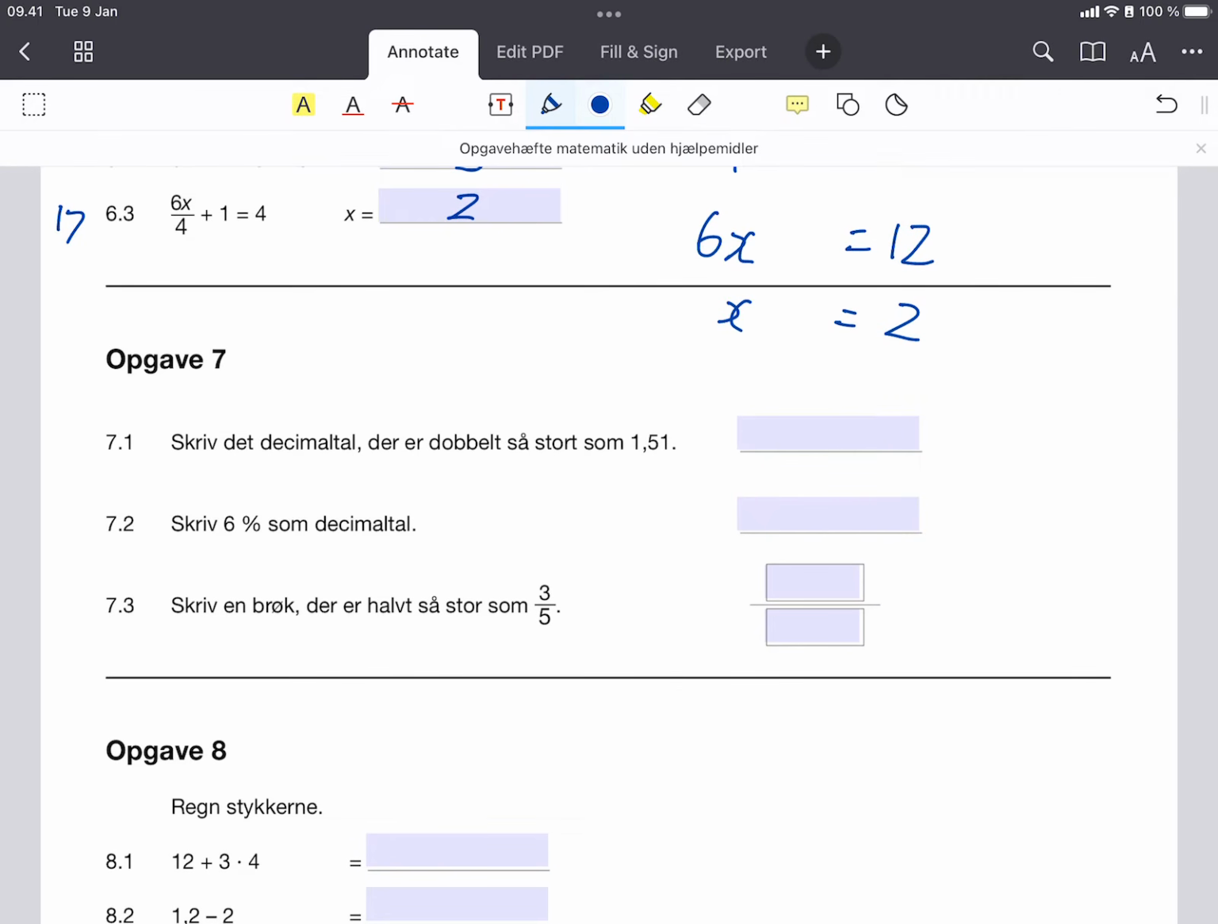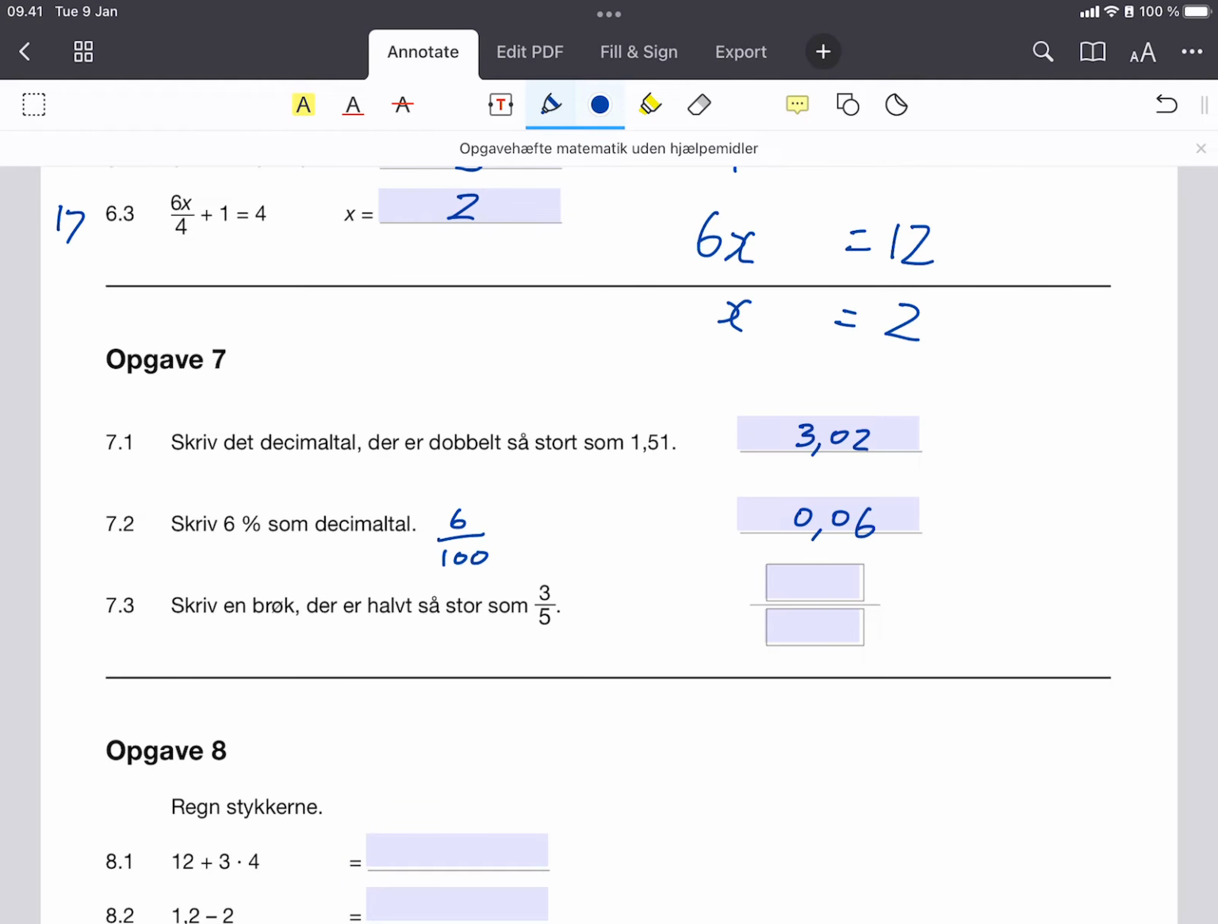Write a decimal that is twice as big as 1.51. Okay, so it's just asking you 2 times 1.51 is 3.02. Write 6% as a decimal. You've got to remember that a percent is a proportion or a fraction out of 100. So 6% is 6 hundredths, which is 0.06.